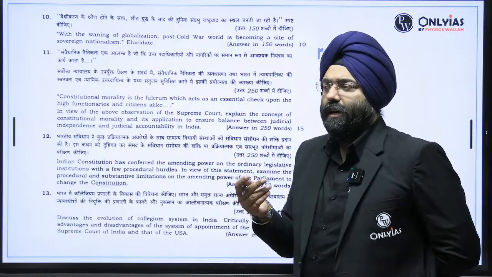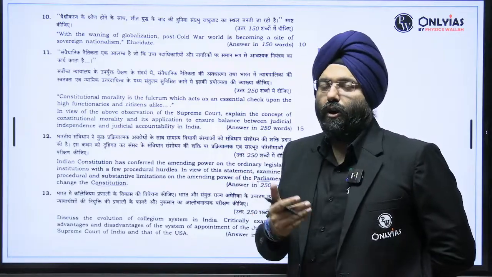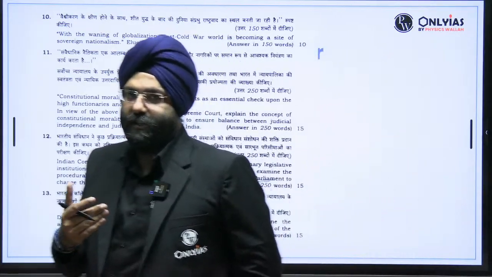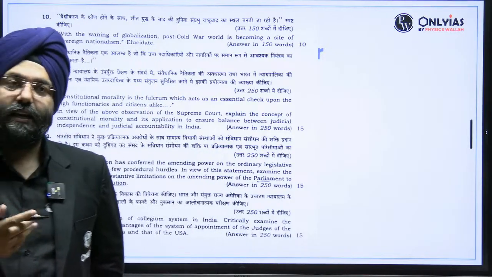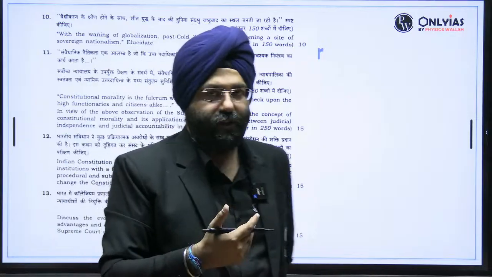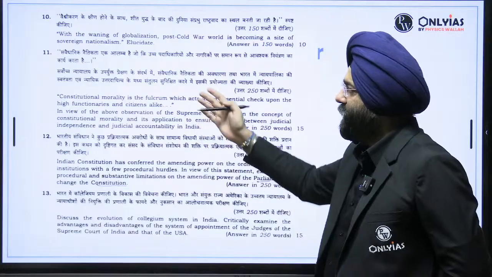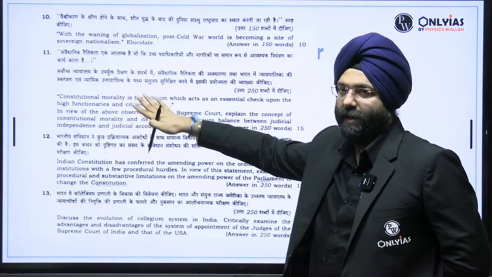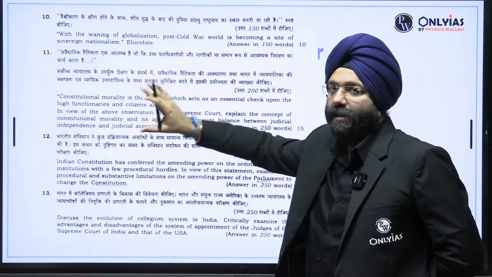Along with it, NJAC, because even with respect to appointments, if the Supreme Court wants to appoint judges, it is based on the collegium system. In the collegium system, it is their own will whom they want to appoint. That is why the concept of judicial accountability also comes. So we have to use all those examples, references, judgments in order to explain. This question has been asked earlier also. So there is nothing new in this.